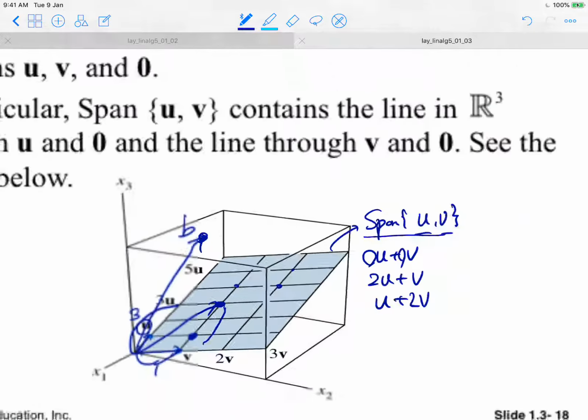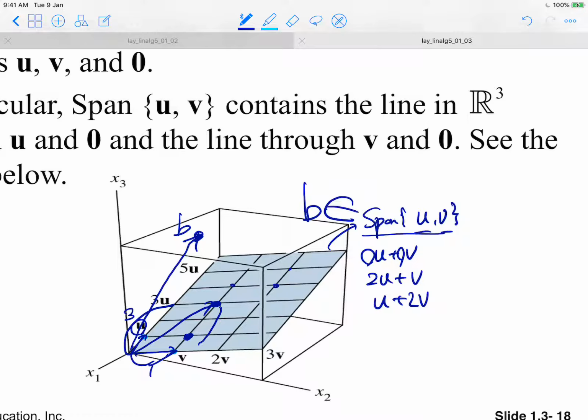So if a given vector b belongs to our span, that's when we have a solution. Or if b is not in this span of u and v, then that's when we have no solution at all. Okay, this is a really, really important concept.